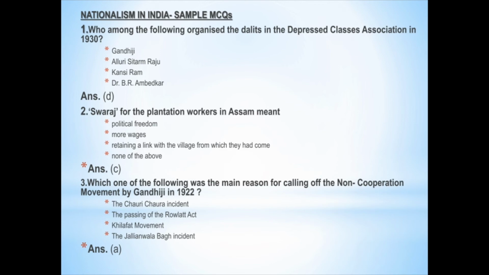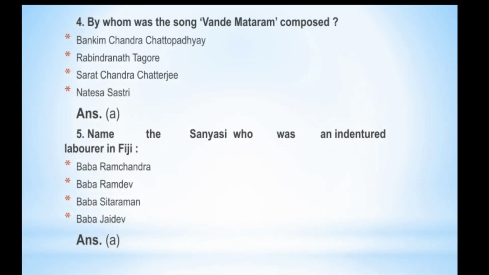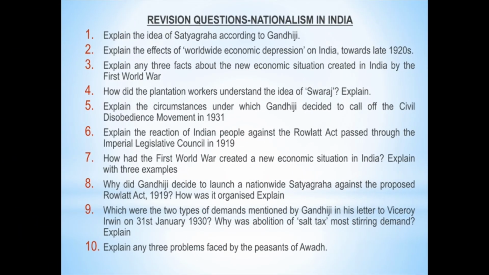I've just given a few sample questions, like MCQs. Who among the following organized the Dalits into the Depressed Classes Association? Gandhi, Alluri Sitarama Raju, Kanshiram, B.R. Ambedkar. Likewise, you can see this. So I have given a few MCQ questions. And here comes the important phase of the video, revision questions for nationalism in India.